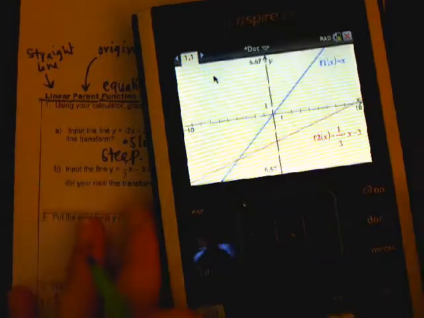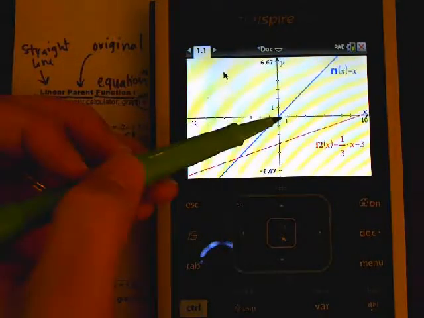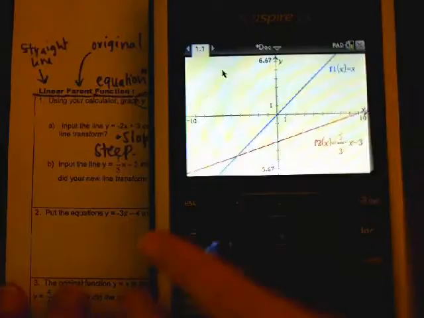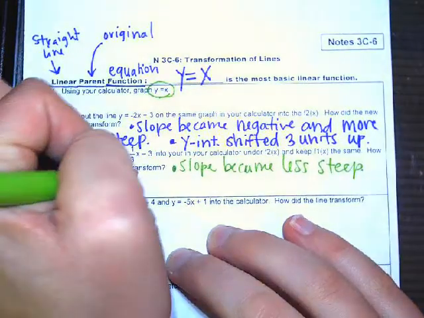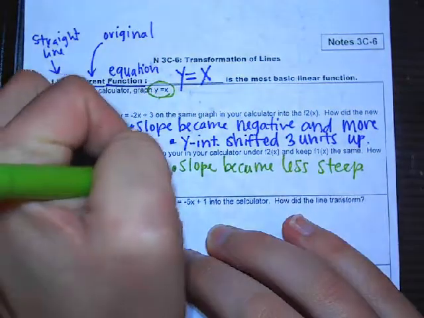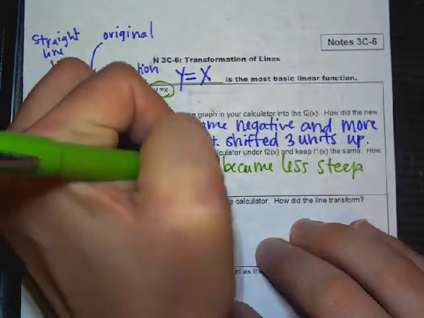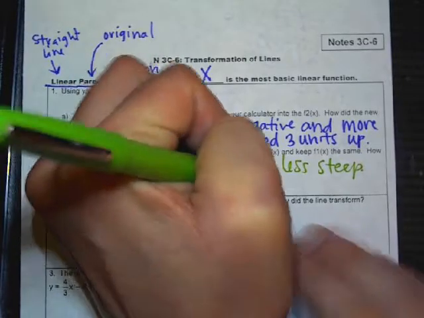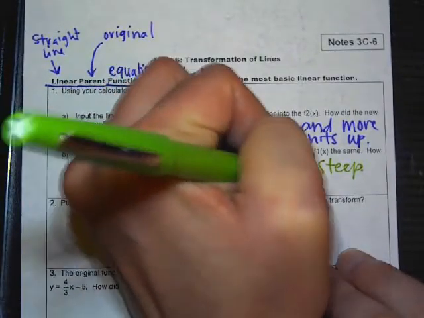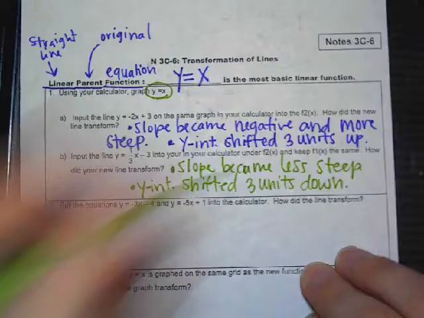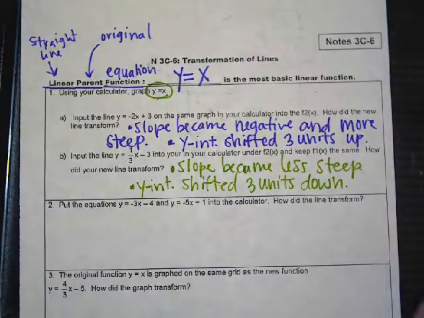Okay, what about the y-intercept? Blue is the original. It went 3 units down. Good. Shifted 3 units down. So tell me that the y-intercept shifted 3 units down. Did y'all get that? Because you're not writing. You can write as I talk.